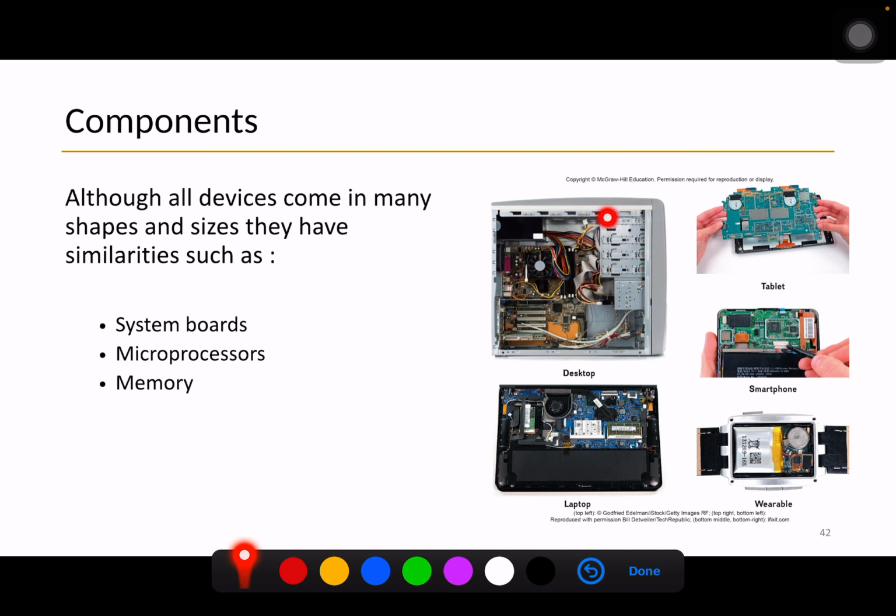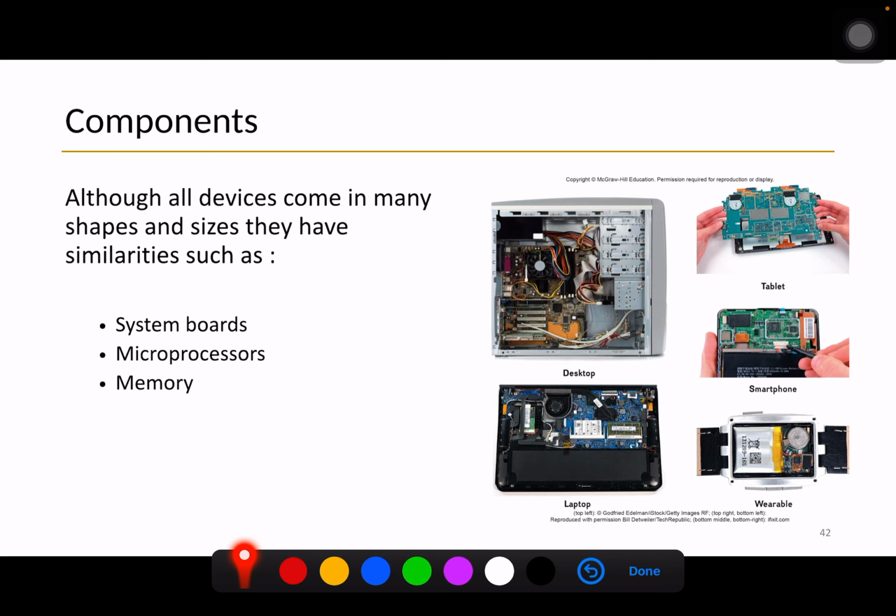Okay, so this is the look of a desktop system unit. This one is a laptop, this one is a tablet, this one is a smartphone. It is very small, just here. The rest is the battery. And the wearables' system unit is just here, very small. This is the battery and so on. This is only the system unit.